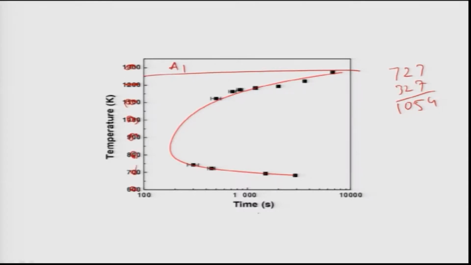And this is a time scale in logarithm scale. As you see, this is the 727 temperature for the steels. Now above 727 temperature it is gamma always. Only at lower temperature it transforms to many products.